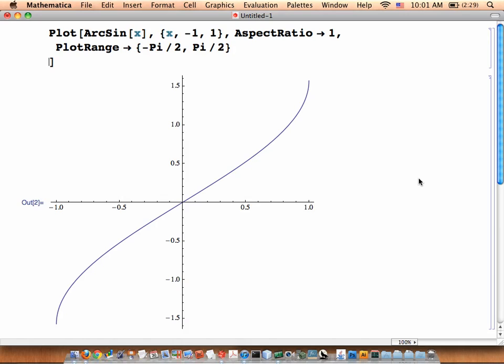Mathematica. Now, Mathematica treats the inverse sine as what's called an arcsine. So arcsine means the same thing as sine inverse. And all I'm doing here is plotting the inverse sine from -1 to 1. And the range goes from -π/2 to π/2.